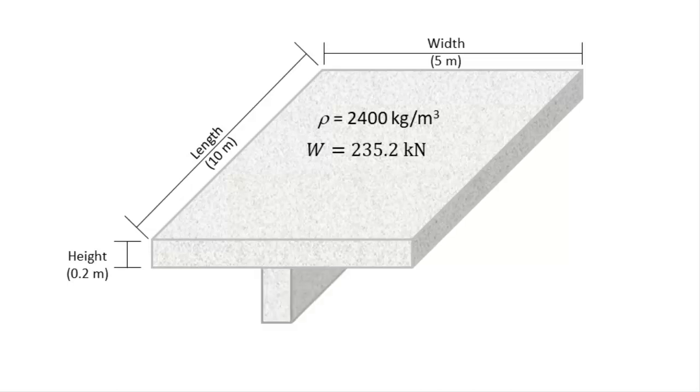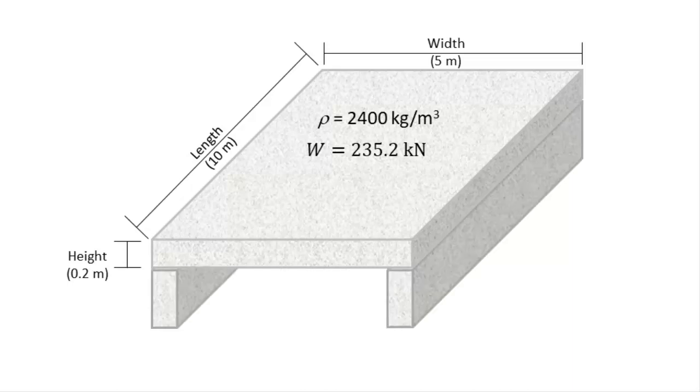Now, if this slab was supported by a single beam running along the length of the slab at its center, then the beam would be supporting the entire slab on its own and would have a load of 235 kilonewtons on it. If the slab was instead supported by 2 beams along its edge, then each beam would be carrying half the load of the slab, or 117.5 kilonewtons each.